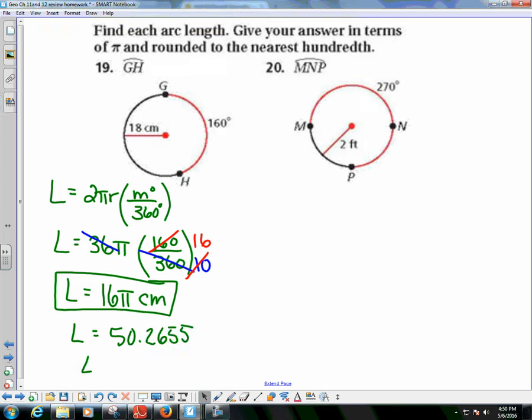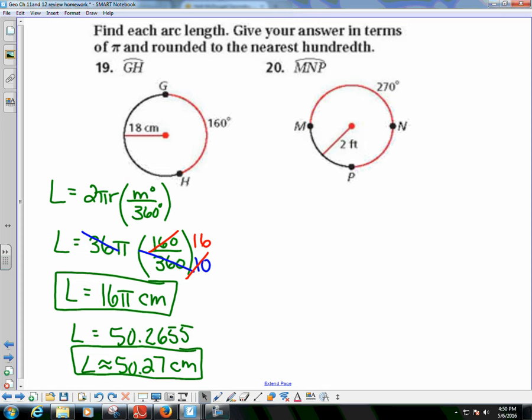50.2655. So when I round that, I get the length is approximately 50.27 centimeters. It is a linear unit. It is not squared or cubed. We're going to come over and we're going to find the measure of arc MNP.